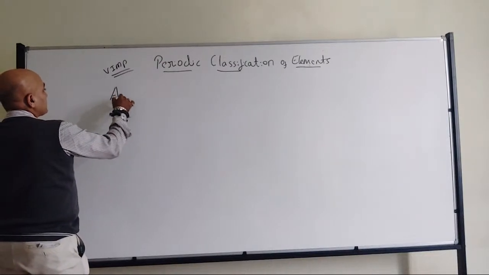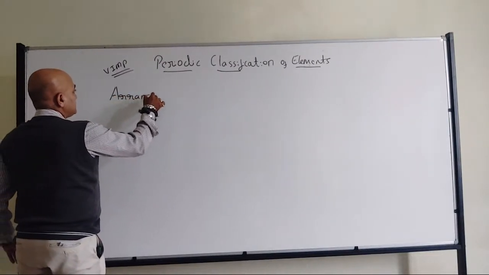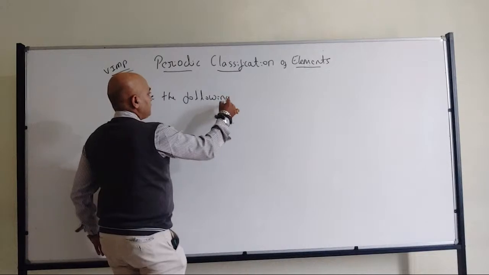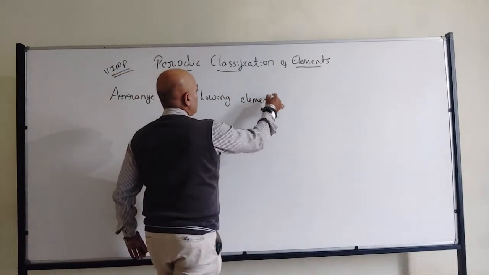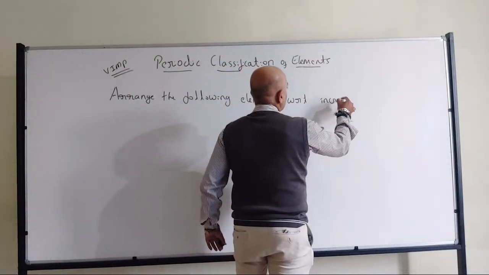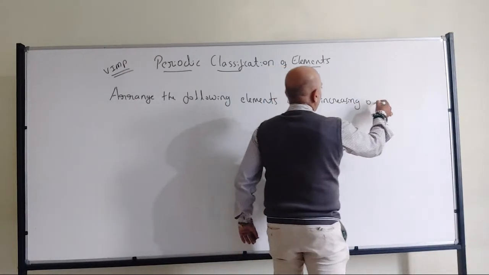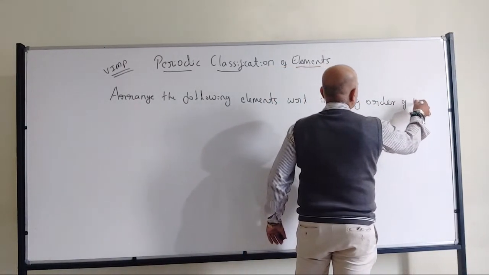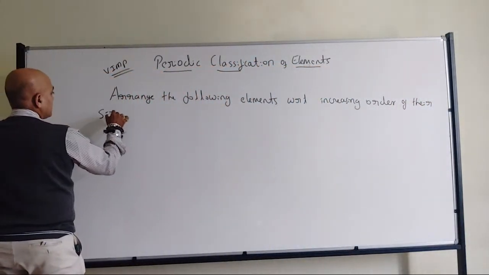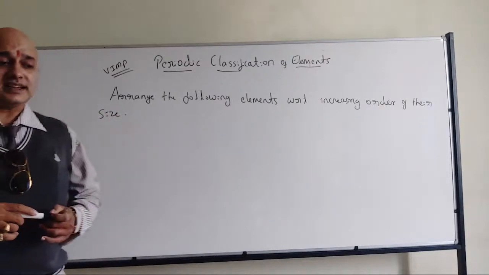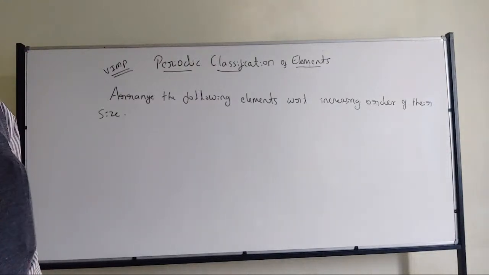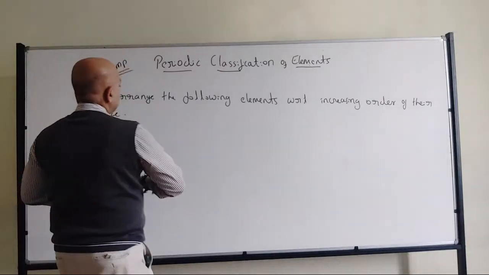Arrange the following elements with respect to increasing order of their size. Only one example I will take. Increasing order of their size. Okay? So we have to arrange the elements in their increasing order. So which are those elements?